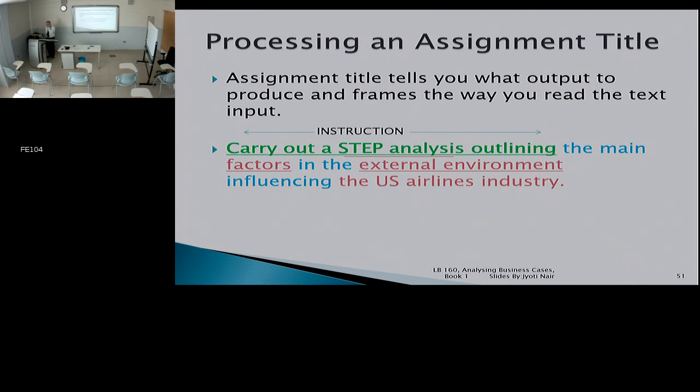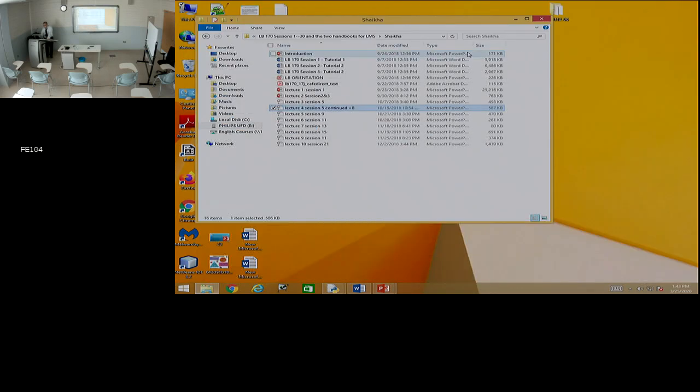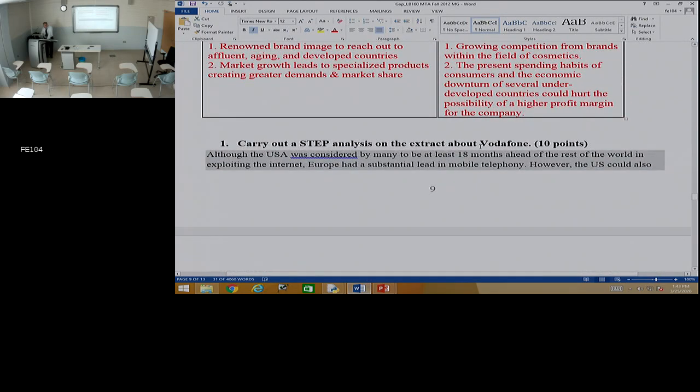These are the rules. If you apply STEP analysis to this classroom, for example, technological factors are the data show, computers, internet. Then we have social: students, maybe male, maybe female. Then political factors, rules: no lateness, no food, no smoking, no sleeping in the classroom. Economic factors: there are no economic factors in the classroom, right? Now let's get an example of STEP analysis here.